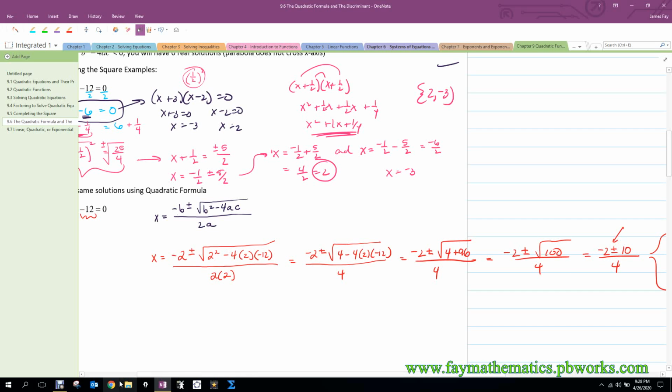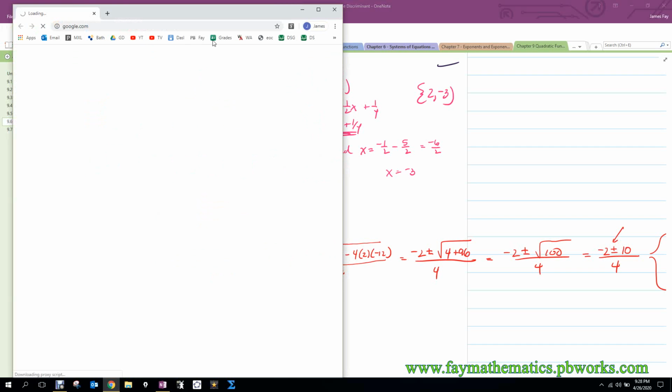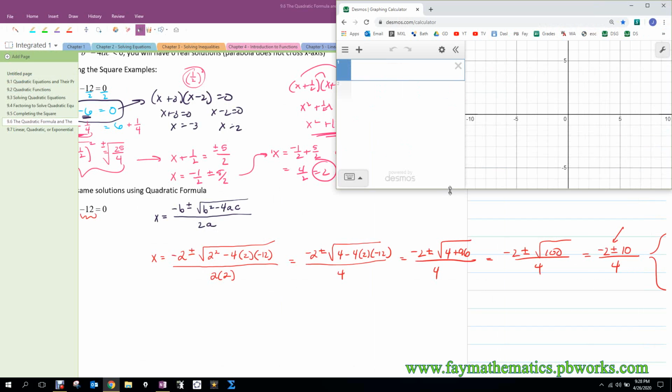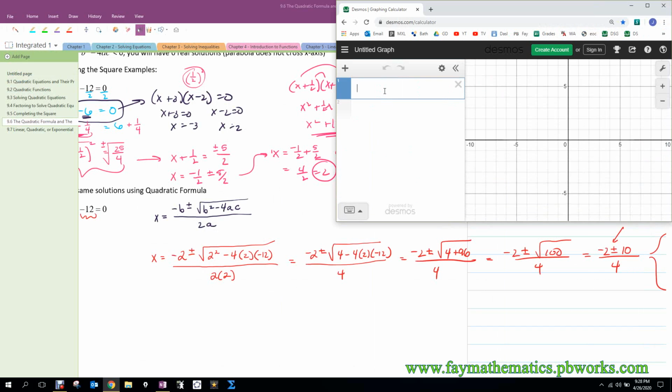Now, what you can do, and I do suggest this, especially early on, come to Desmos. Okay, if I'm struggling with this stuff, what I do is I'm just going to put in the discriminant. So 2 squared minus 4 times 2 times negative 12. Oh, this was a 2. And you see that it gives me that 100 that we needed underneath the radical.